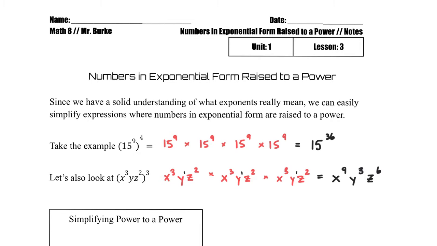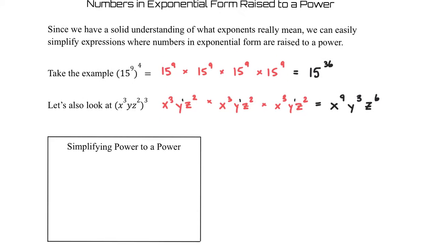So when you're simplifying power to a power, the process that I recommend is going to be 1, expand. Okay? And this is the expansion step right here. This is expanding. And then multiply. Pretty simple, guys.